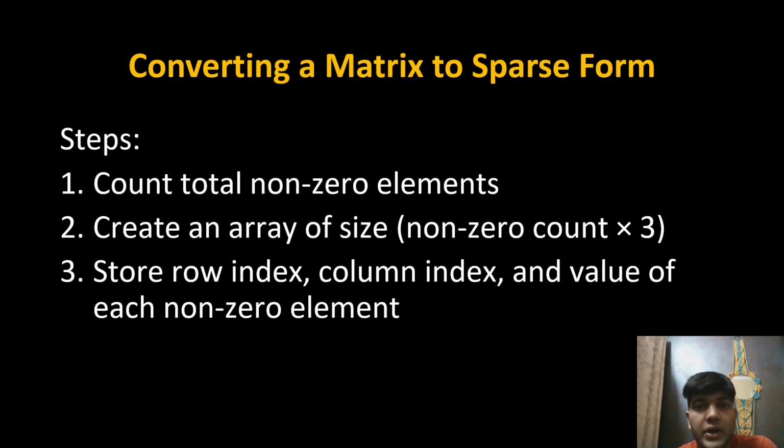Here's how we convert a regular matrix to sparse form. First, count the number of non-zero elements. Second, create a new array whose size is equal to the number of non-zero elements times 3. And third, for each non-zero element, store its row, column and value. This process is simple but powerful, especially when dealing with matrices which are full of zeros.